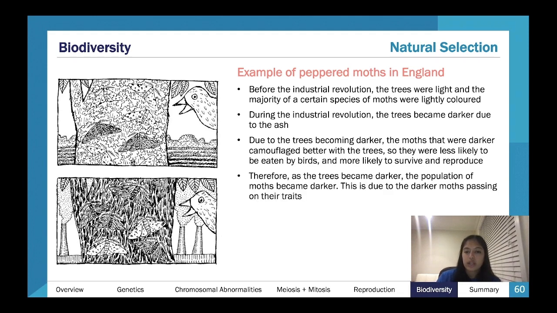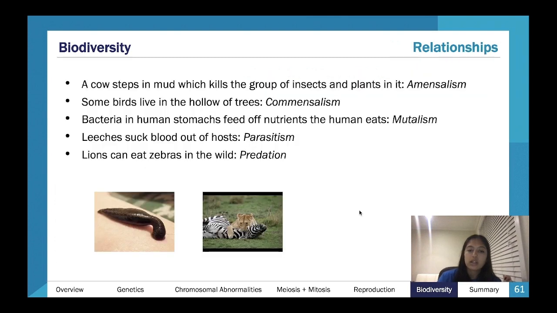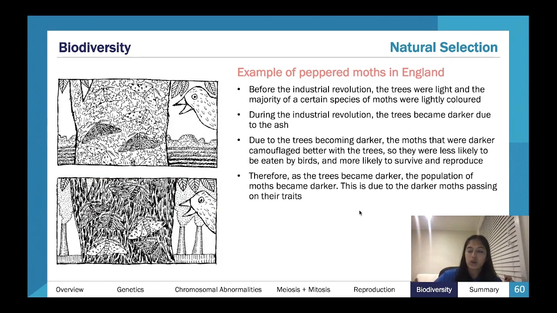So that's what you can kind of see here. As the trees became darker, the population of moths became darker. And that just carries on for generations and generations. And then over time, the white moths are really kind of gone. Their numbers dwindle. They're in really low numbers. Because again, thinking about adaptations, they're not suited for their environment. So that's where you can kind of understand the name as well.